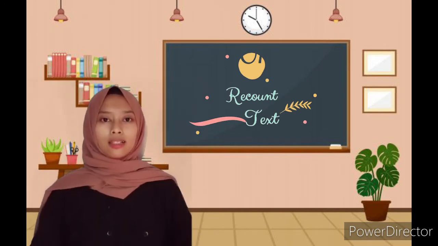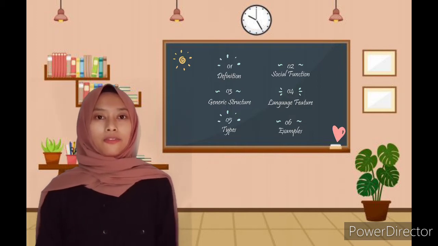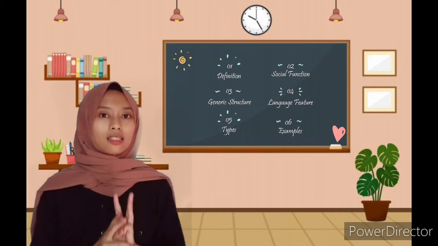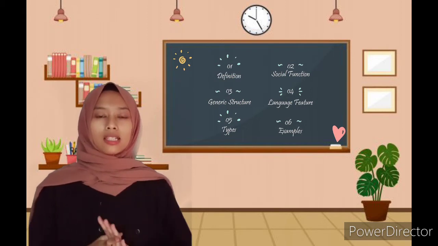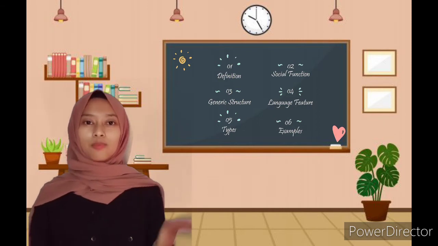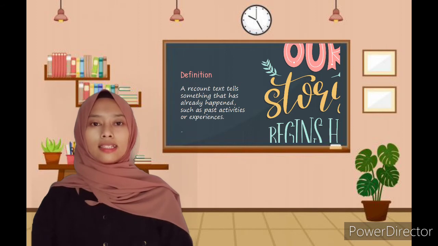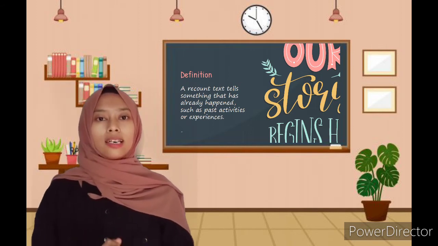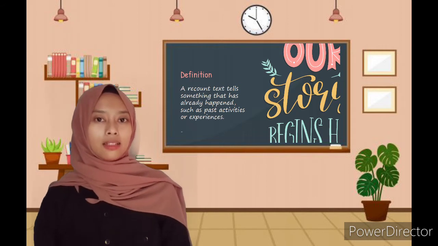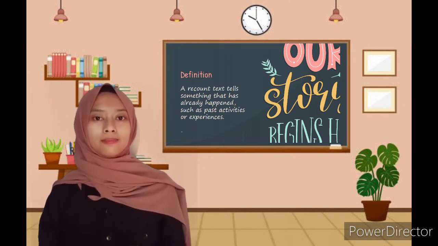There are several points that we learn today. That is the definitions, the social function, the generic structure, language features, types, and also the example of recount text. So let's move to the next point. Okay, the first point is the definition of recount text. Recount text is a text that tells us something that has already happened, such as past activities or experiences.